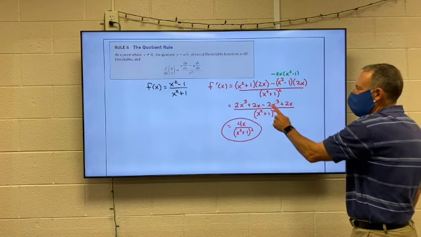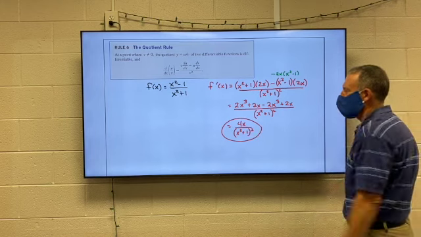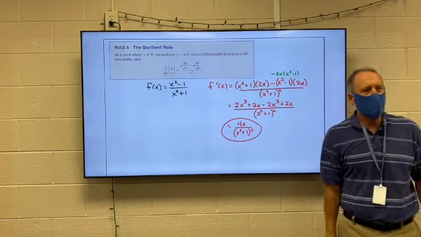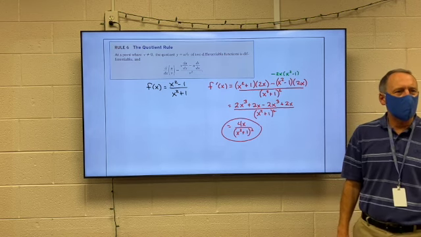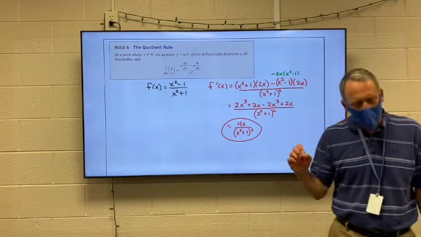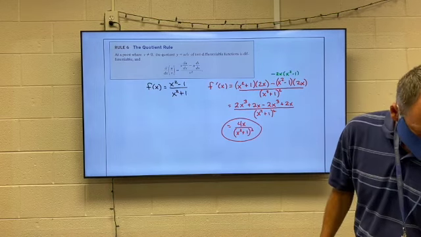Cancel these two terms. 2x and 2x is 4x. The denominator squared on the bottom. Done. Quotient rule. You nail it. Okay? That's how you do it. All right? Got to be careful though. You got to memorize it first or you don't have a fighting chance.